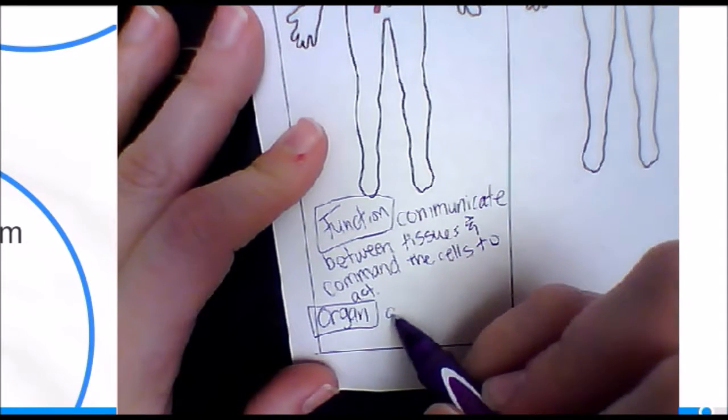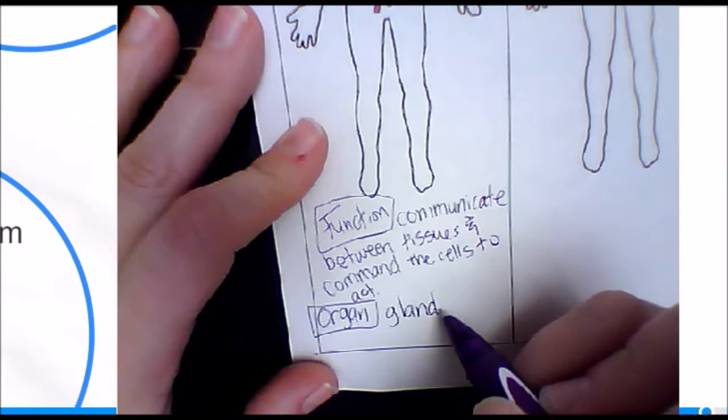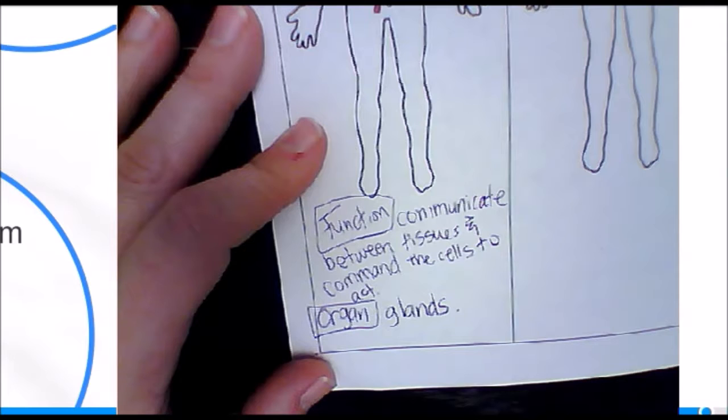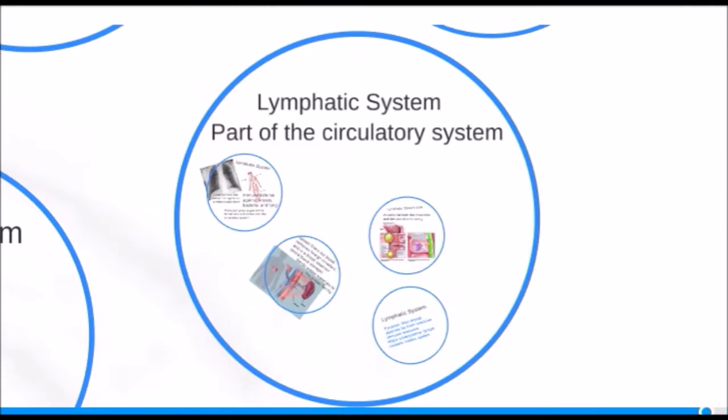Our next system is the lymphatic system. The lymphatic system is part of the circulatory system, and it's kind of what we call the immune system. So it also helps to filter blood, absorb fat from the intestines, but it's responsible mostly for your immune response. And the major components are going to be our lymph nodes, our lymph vessels, and the spleen.